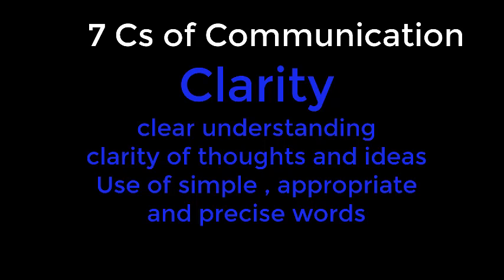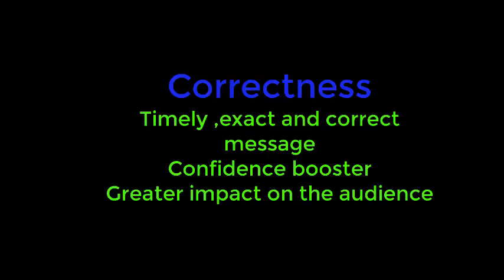The second C of communication is correctness. Use of correct language, grammar, data, etc. is very important to communicate the message clearly. So for that, there are certain features of correctness. First thing is a timely, exact and correct message. Second thing is it's a confidence booster. Third is greater impact on the audience. This is the definition of correctness.